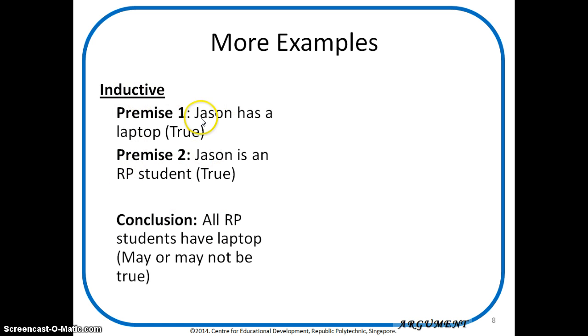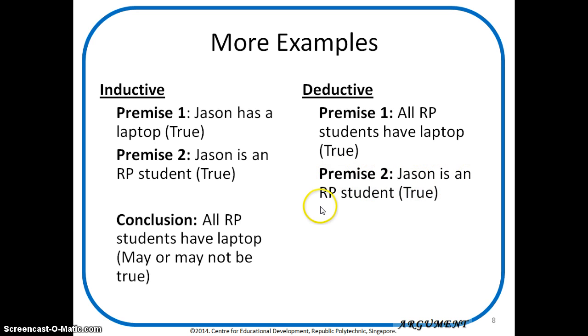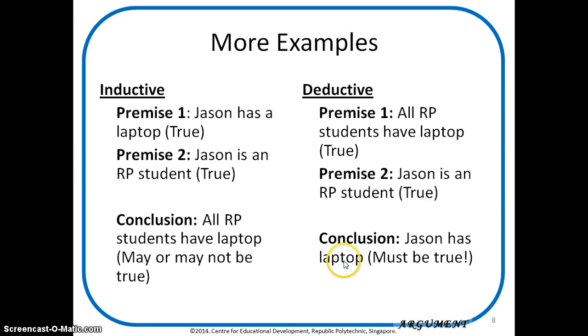Okay, that means you start from something more specific, you try to generalize to all the RP students in this case. Let's look at the other way. Another example, which in this case is deductive. So in deductive, you start off with something that's more general. So in this case, all RP students have laptops. Now assume that this is true, and if we have a second premise, which is that Jason is an RP student, which is also true, if you observe it to be true, then inevitably, the conclusion will be that Jason has a laptop, and this must be true in this case. If this is true and this is true, then the conclusion here must be true. So essentially, there's a difference between the inductive and deductive argument.